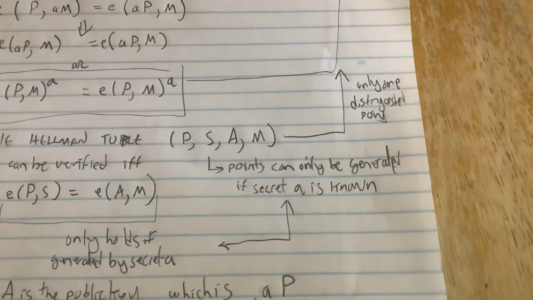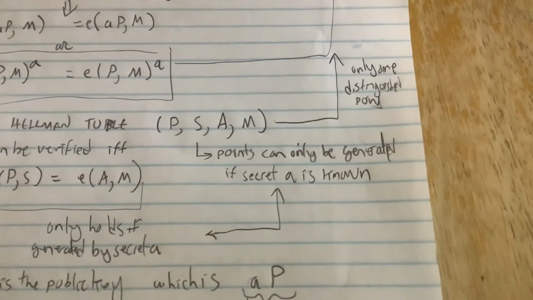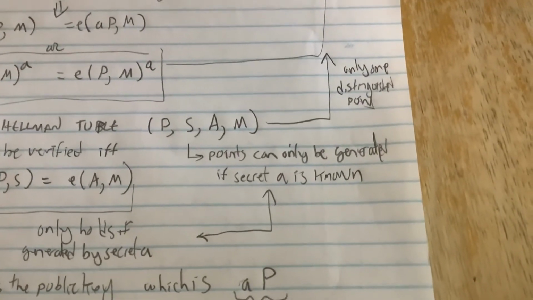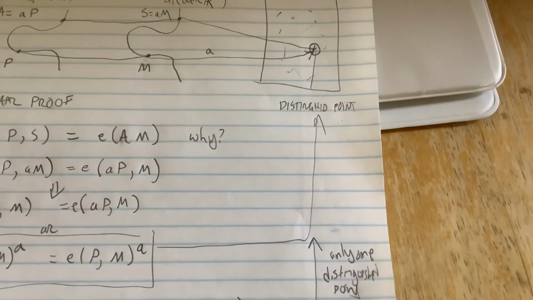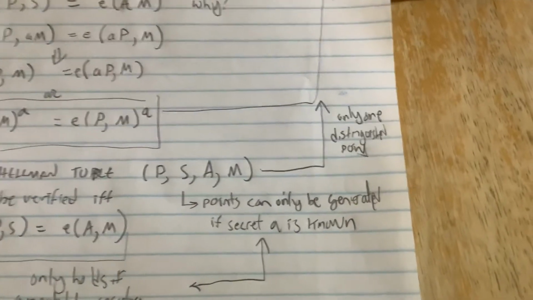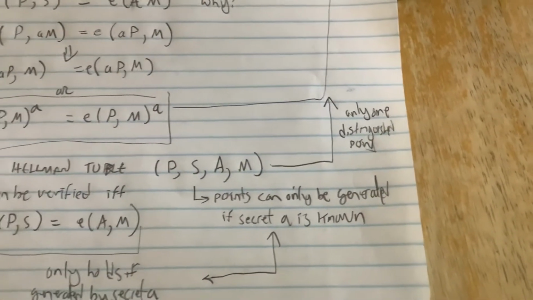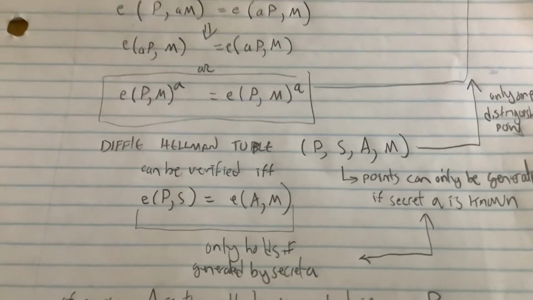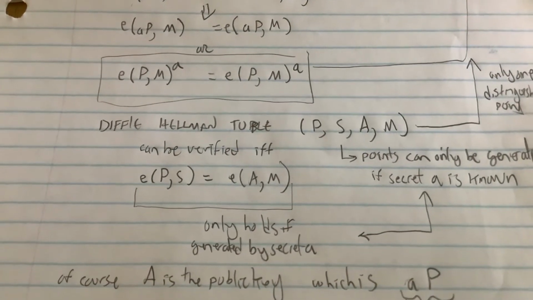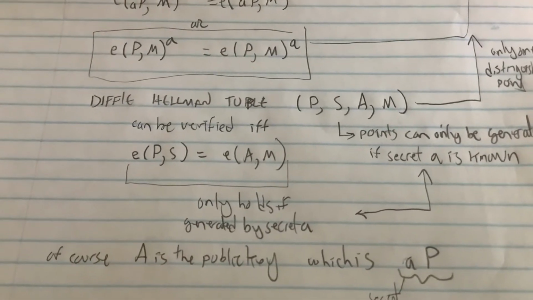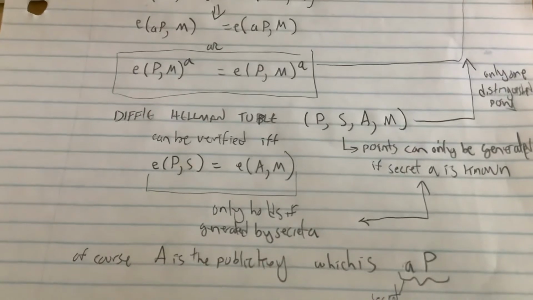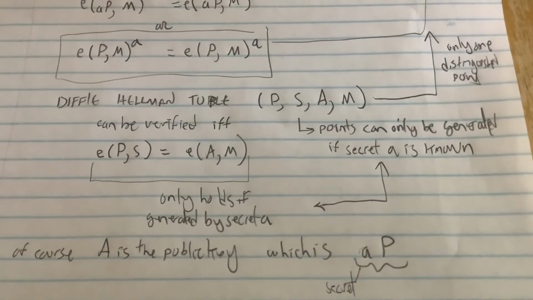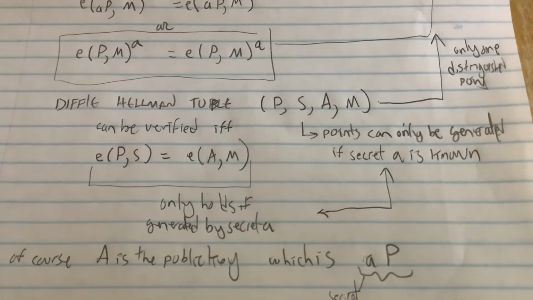Here's the nub of the whole proof: those 4 numbers, P, S, A, M, look totally random, but they're actually related, because if you do the special operations, they all map to that distinguished point. You can only generate those 4 values if you have the secret a. So again, you use the verification to say the pairing of P and S, and the pairing of AM, should map to that same distinguished point, and that verifies to true. And as I said, it only holds true if these numbers are generated by a secret a.